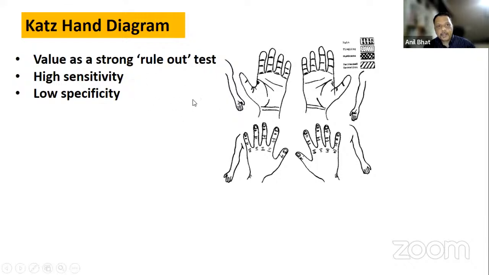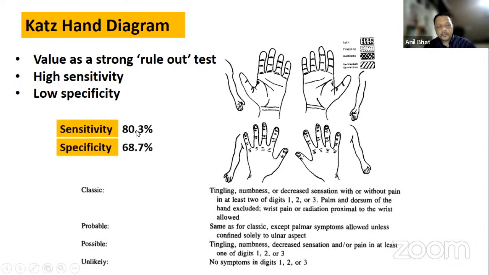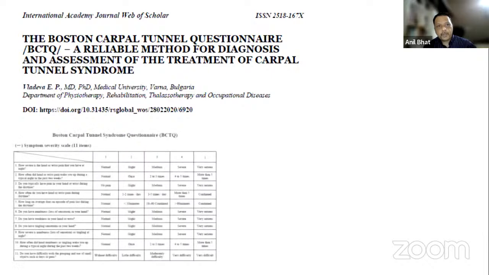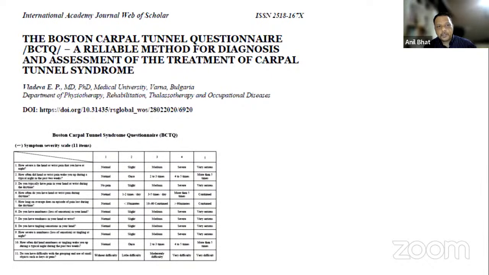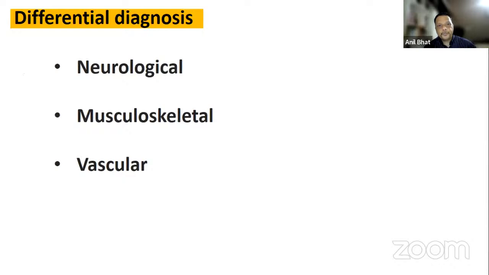And this is the hand diagram where patients themselves draw this. Again, sensitivity of 80%, but it's quite cumbersome for patients to draw and show you all these things. And the classical Boston carpal questionnaire has two parts. One is the symptom severity scale, and the other one is the functional status scale. So these, again, are elaborate questionnaires, which are sometimes difficult to use in clinical practice. So we just stick to the initial ones, which I told you.